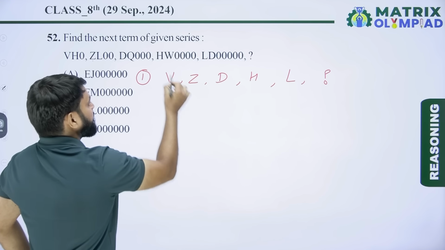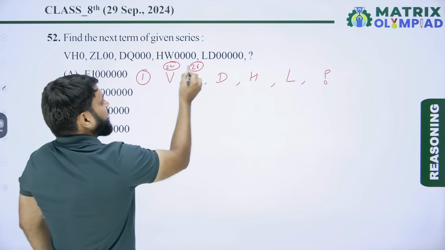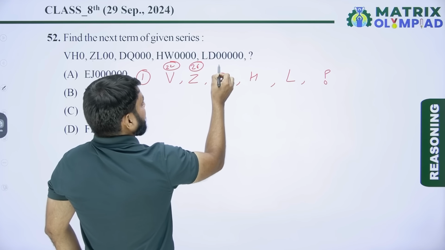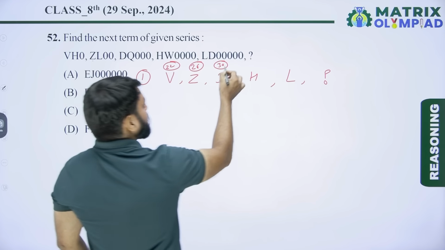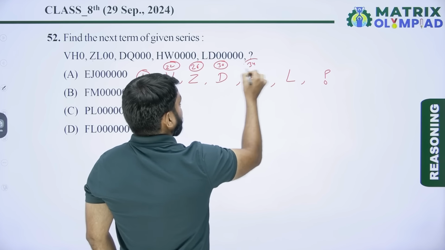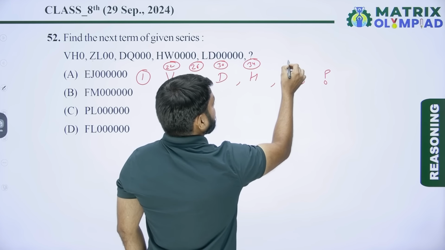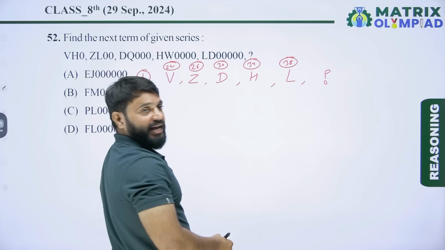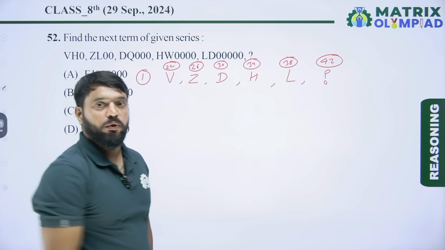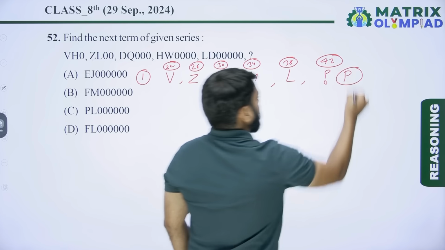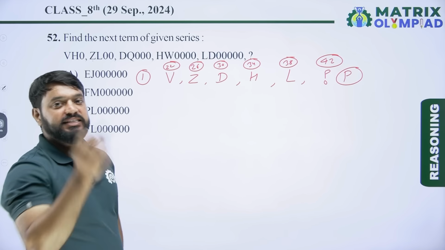So V, it means 22. Z, it means 26. 22 plus 4, it means 26. Now 26 plus 4, it means 30. 30, also known as D. Now 30 plus 4, it means 34. 34, also known as H. Now 34 plus 4, it means 38. 38, it means L. Now 38 plus 4, it means 42. So 42, also known as P, because you cross over the Z. So first missing alphabet is P.